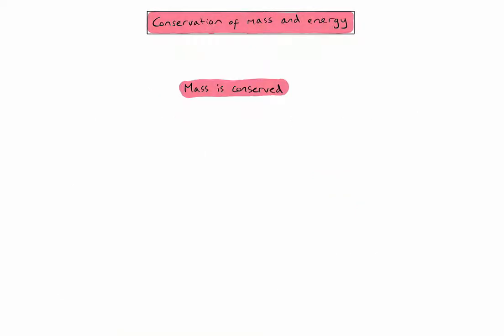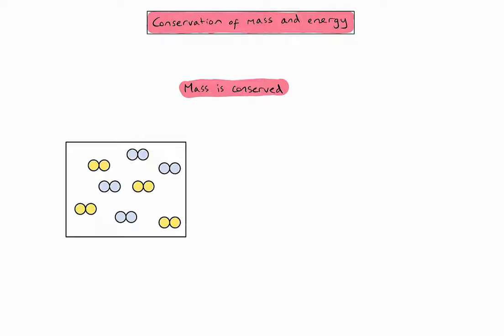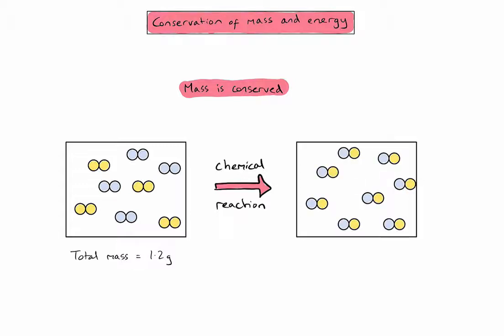For the conservation of mass, let's take an example of a box containing two gaseous molecules. There are 4 yellow molecules and 4 blue molecules. And if I record the mass of my box, let's, for example, say it's 1.2 grams. Now let's imagine that these molecules react with each other to form 8 molecules with 1 blue and 1 yellow particle. The law of the conservation of mass states that if I weigh my box afterwards, it must have exactly the same mass as we started off with.